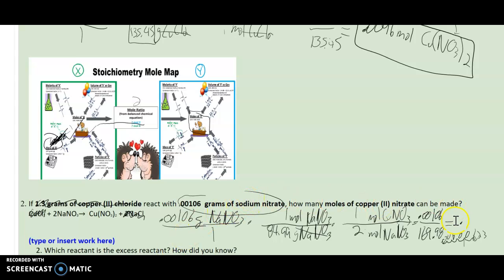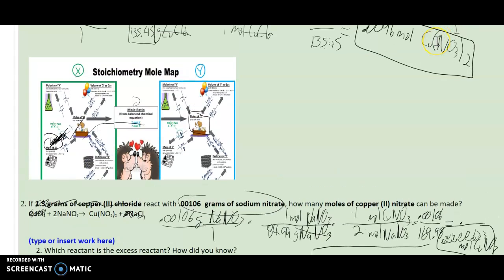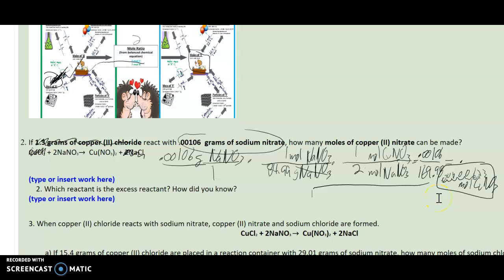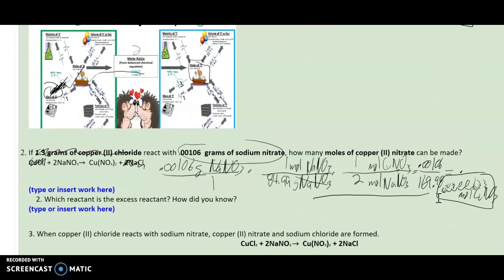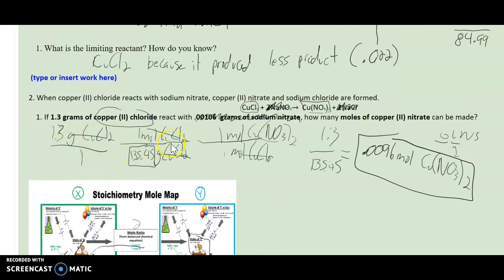So this is definitely going to be my limiting reactant right here. 0.006 moles CuNO3. So the most that I can make is this. This is going to be my final answer. This is my limiting reactant. And this is my excess reactant right here, because it made way more. So what was that? CuNO3 2. Or what did I start with here? CuCl2.